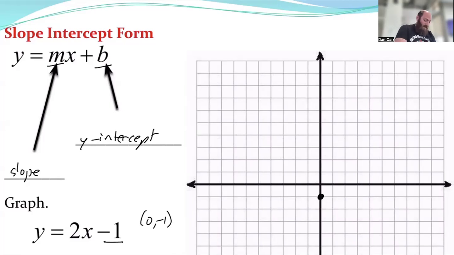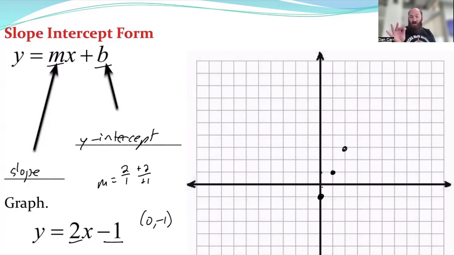From there, my 2 is my slope. Now remember, slope is rise over run. So I can treat it like it's a 2 over 1, which is a positive 2 over a positive 1. So that means I can go up 2, that's a positive direction, and I'm going to go to the right 1. So I go right here. I can do that again if I want. So up 2 to the right 1, and whatever number of times I want to do, it's up to you.